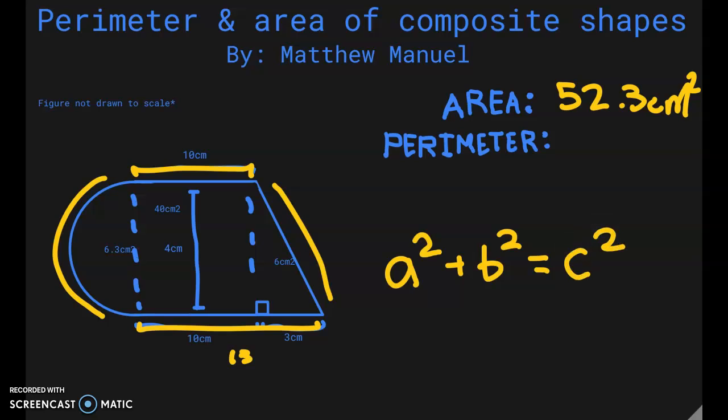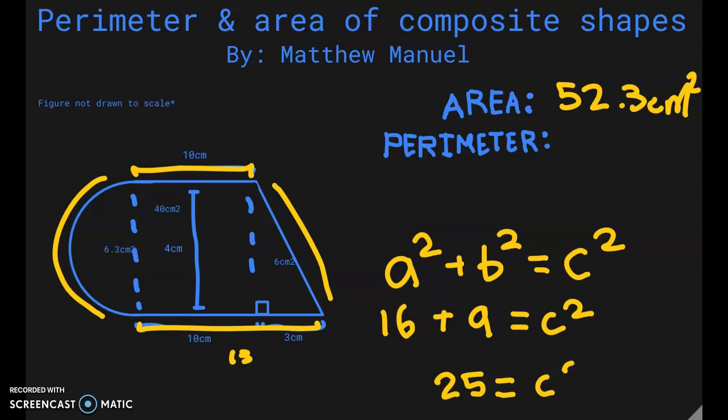We know that 4 squared is 16 and 3 squared is 9. From there, we get the sum, which is 25, and we are left with c squared. But since we want to isolate c, we square root both sides and get c equals 5. So, we get 5 for this length.